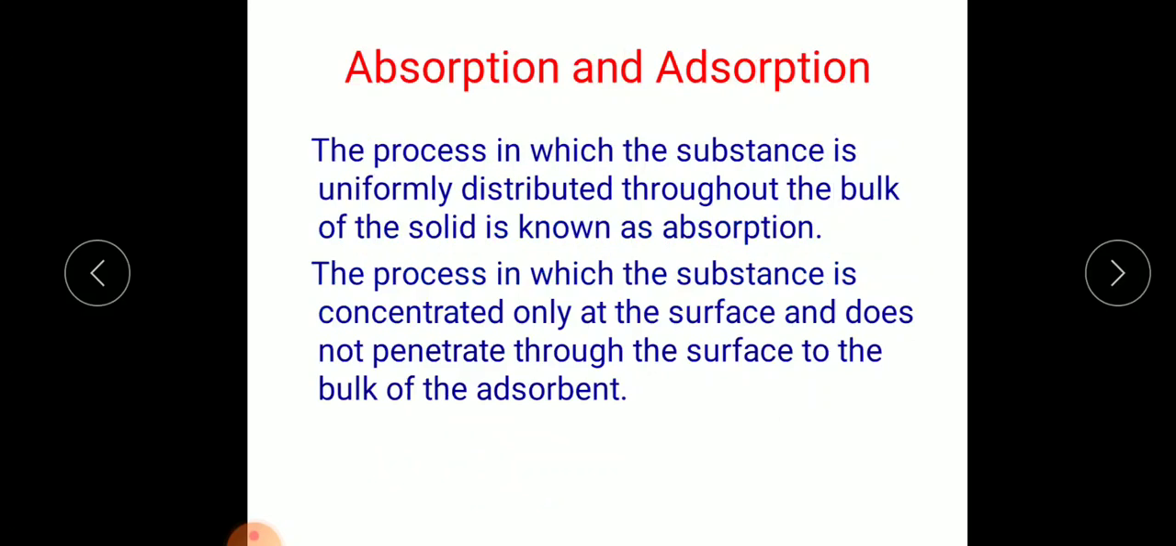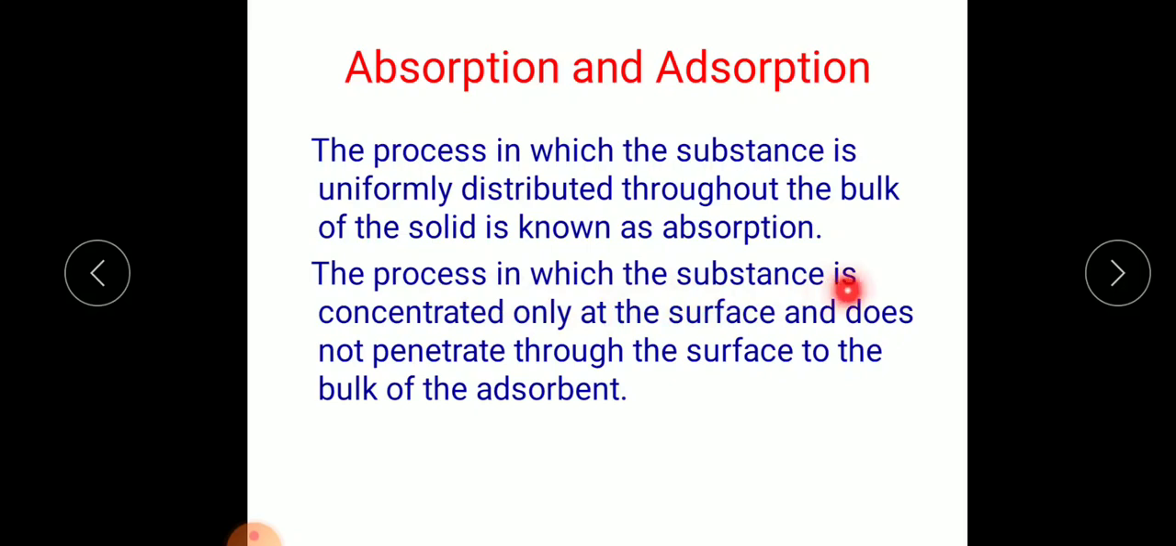Now we have to understand these two important terms, absorption and adsorption. What is the difference between them? The process in which the substance is uniformly distributed throughout the bulk of the solid is known as absorption. So in absorption, the substance is uniformly distributed outside as well as inside.